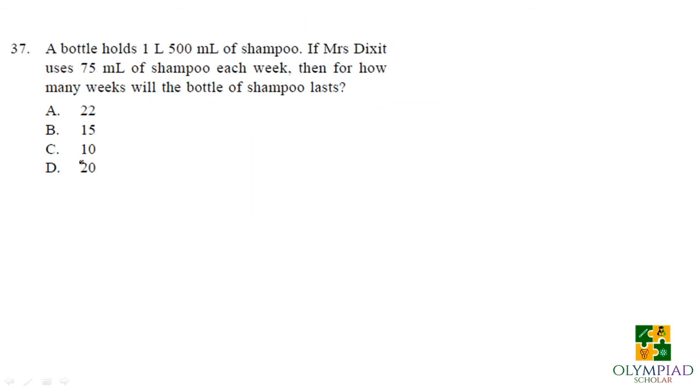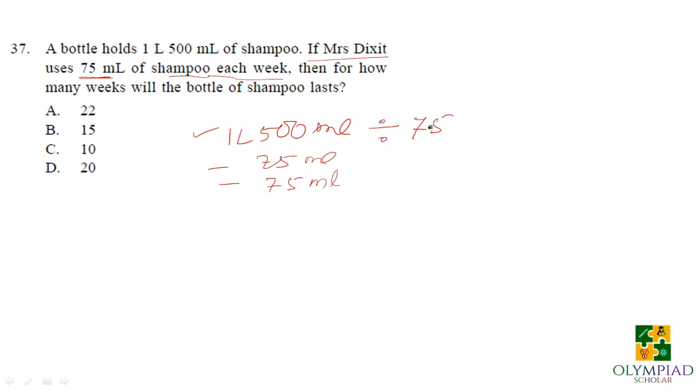A bottle holds 1 liter 500 ml of shampoo. If Mrs. Dixit uses 75 ml of shampoo each week, so every week she is using 75 ml of shampoo. That means every week the shampoo bottle will decrease by 75. So it is a case of repeated subtraction. Repeated subtraction is known as division. So you need to divide this total amount by 75 ml.